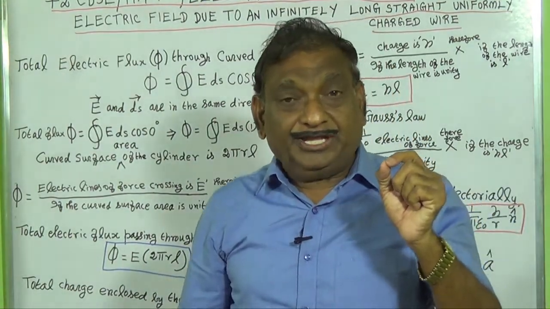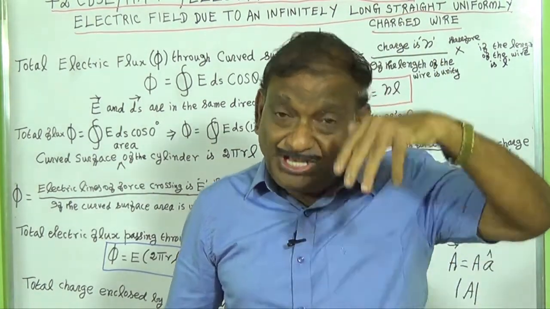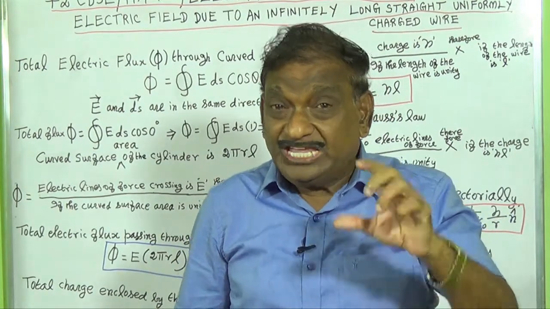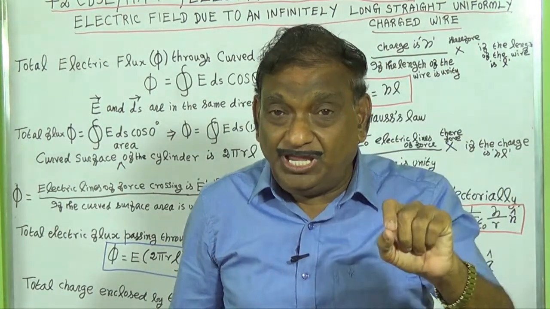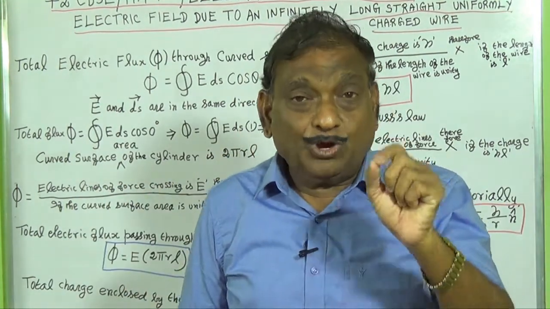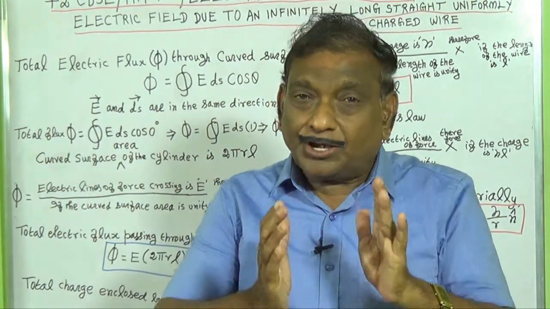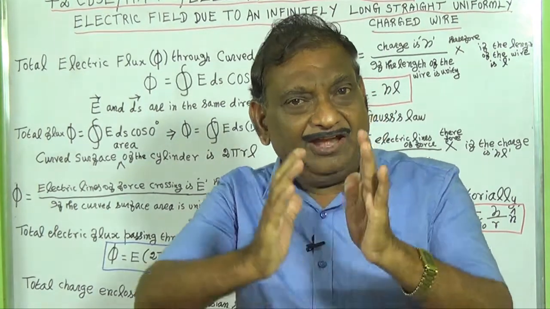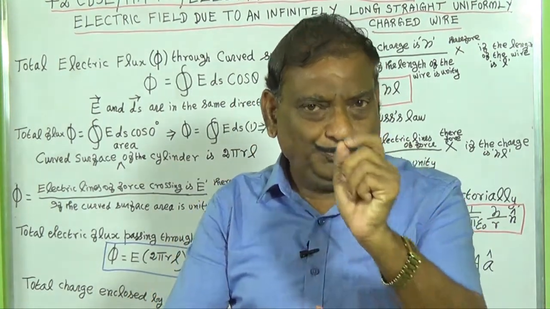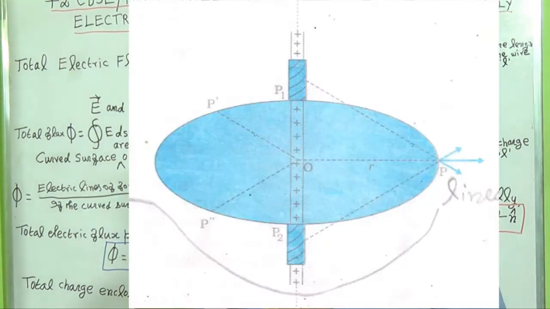The wire taken should be long. It should be infinitely long. It should be straight. The wire should be charged uniformly. We know that the wire is an axis of symmetry. We are taking the radial vector from O to P and rotating this vector around the wire. On seeing the diagram, you can understand this information.